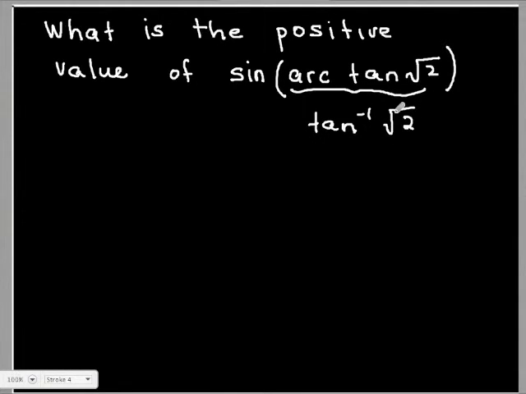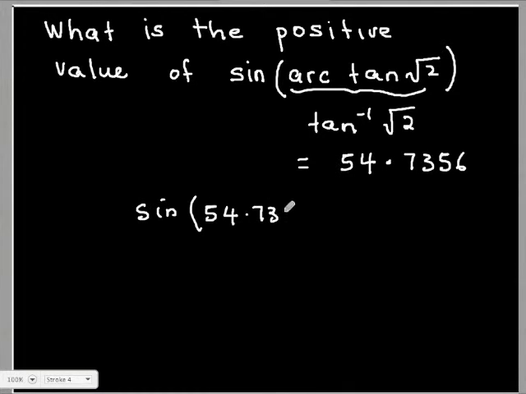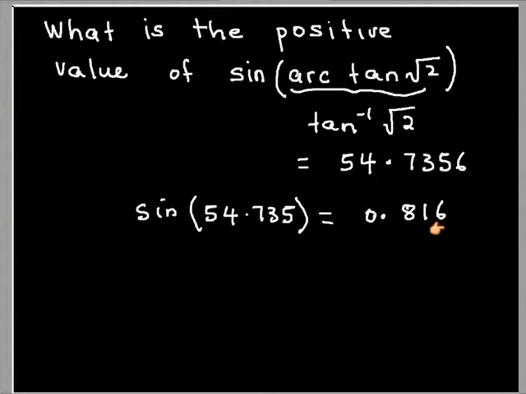If you picked up your calculator and figured it out, this will give you 54.7356. Now you can figure out sine of that number. You can leave that number on your calculator. The sine of that number is 0.816. In the event that the answer choices are not in decimal, you can always plug in your answer choices on your calculator to see which one of those match 0.816.